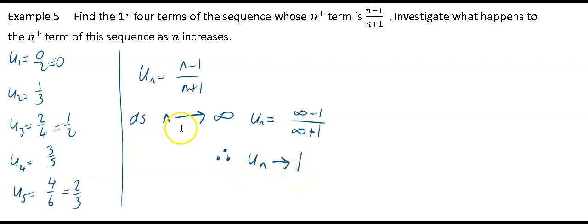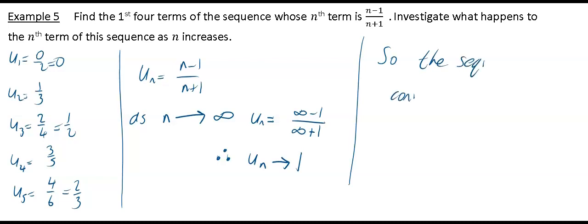So that basically means if you go all the way along to as far as you can go, your term becomes 1. Okay, right, I'll just finish this off. How would we finish? We would just say, therefore, the sequence converges to 1.